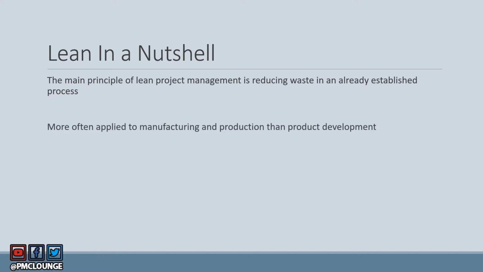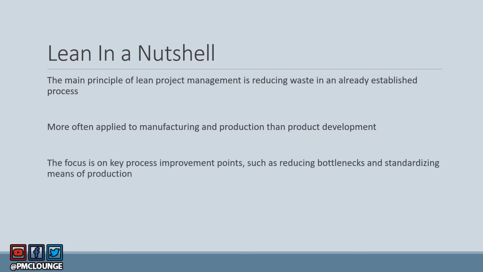So this is more often applied to manufacturing and production, in plants and factories kind of environment than product development or software project management. So this is more geared towards manufacturing and production. The focus here is on key process improvement points such as reducing bottlenecks and standardizing means of production. So this lean project management is geared towards how you can identify bottlenecks and how you can reduce them.